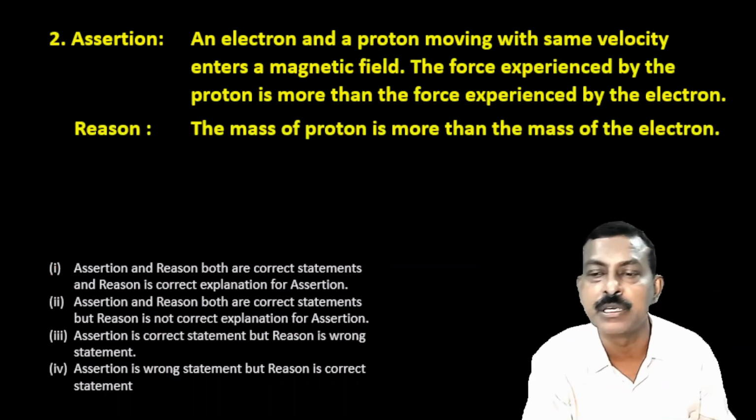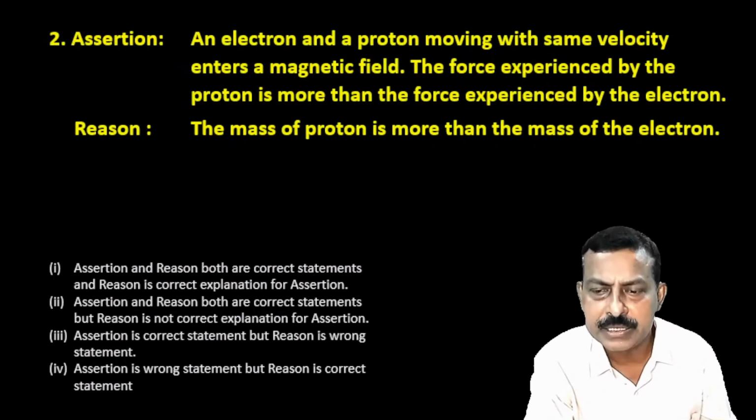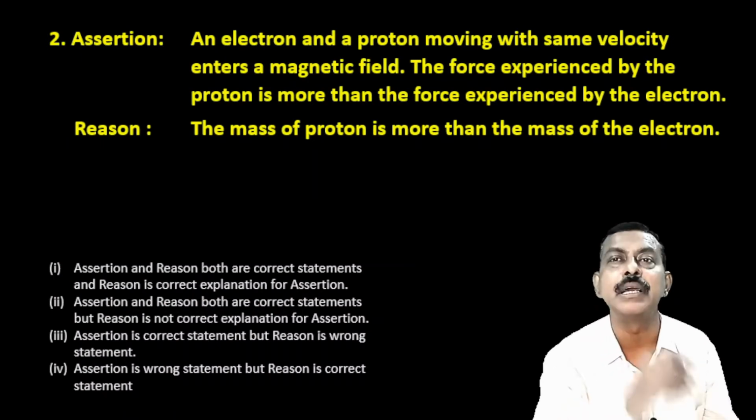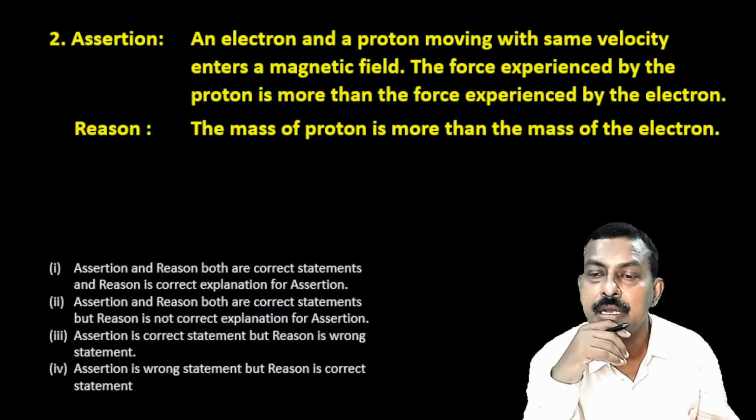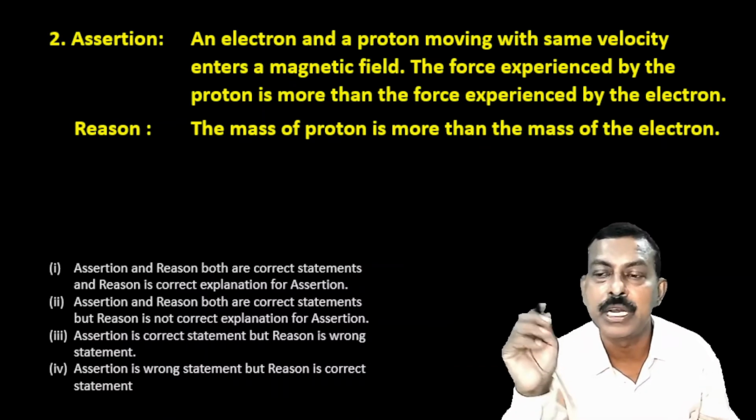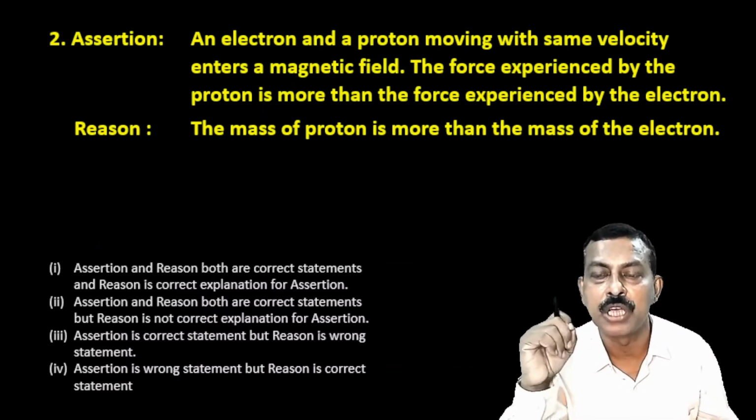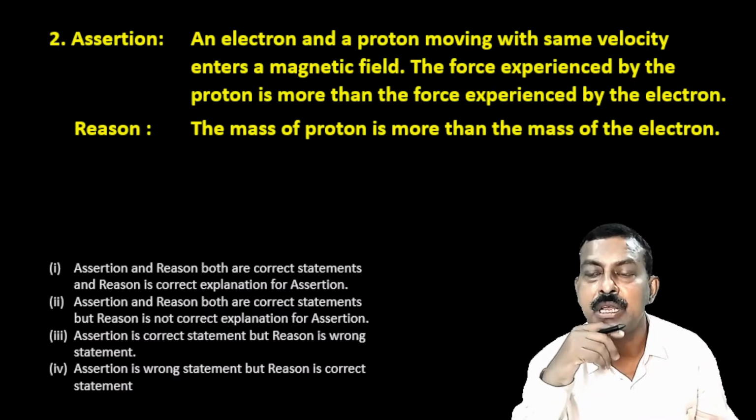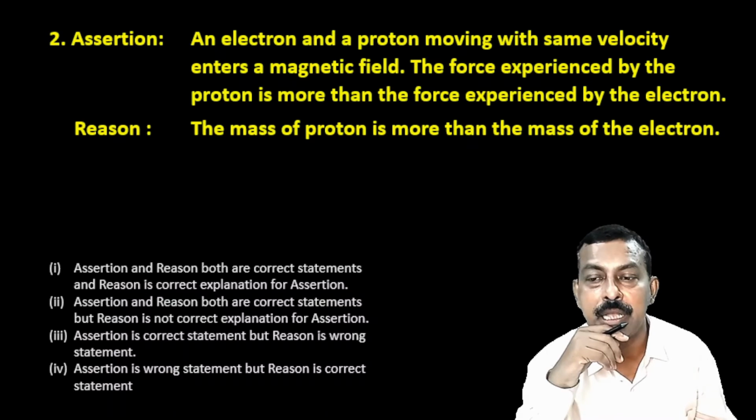Let's take now the second question. Again, it has the same options there. Now here, the assertion is that an electron and a proton moving with the same velocity enter a magnetic field. The force experienced by the proton is more than the force experienced by the electron.